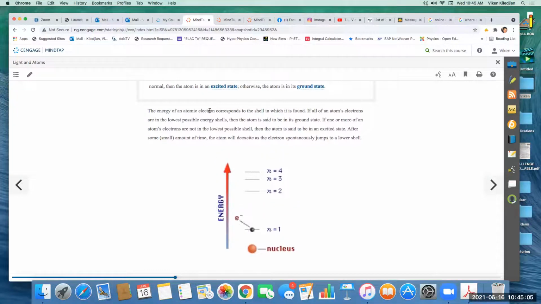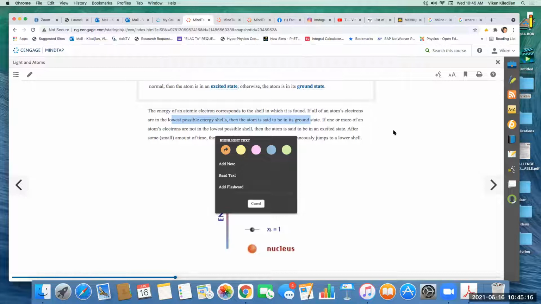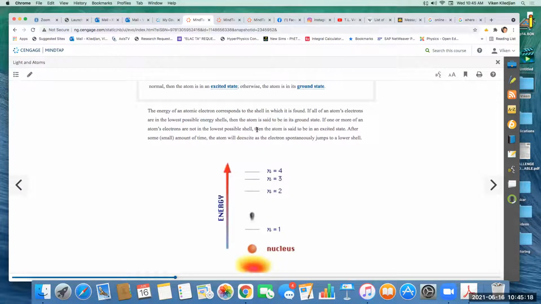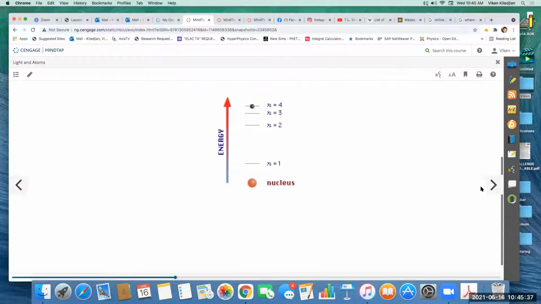So the energy of an atomic electron corresponds to the shell in which it is found. If all of an atom's electrons are in the lowest possible energy shells, the atom is said to be in its ground state. If one or more of an atom's electrons are not in the lowest shell, then the atom is said to be in the excited state. So after some small amount of time, the atom will de-excite as the electron spontaneously jumps to a lower shell. So the de-exciting means it jumps down and emits a photon of light.